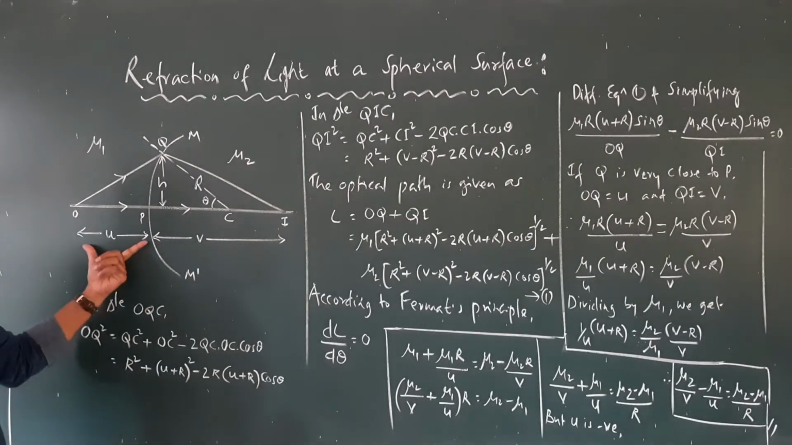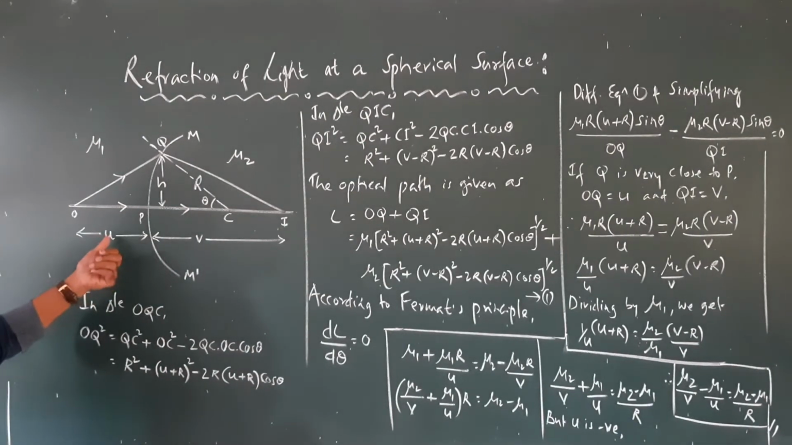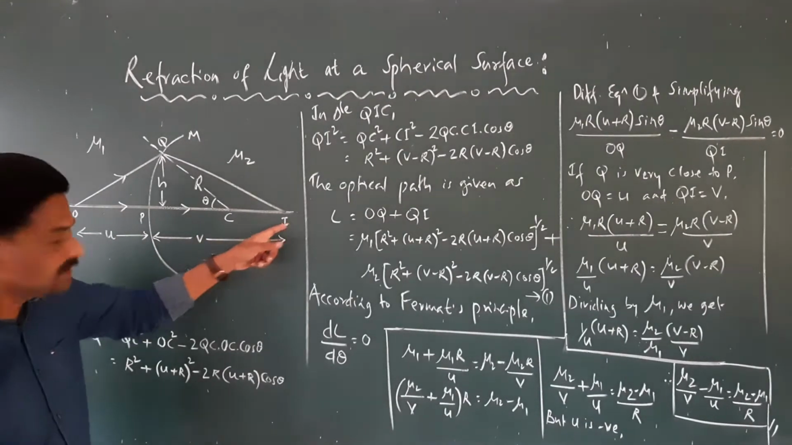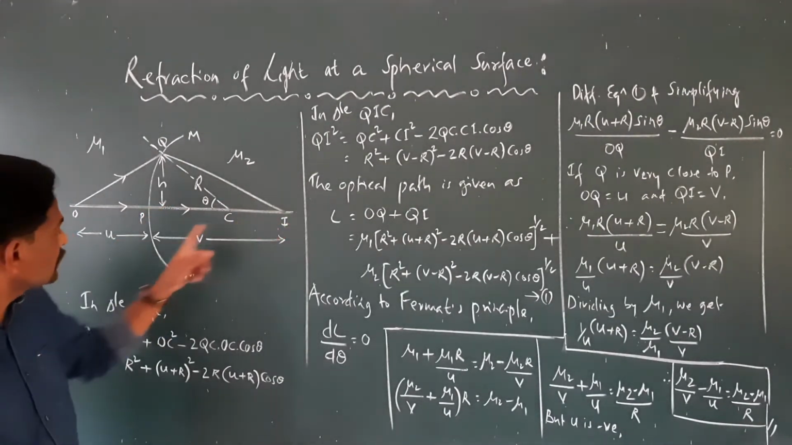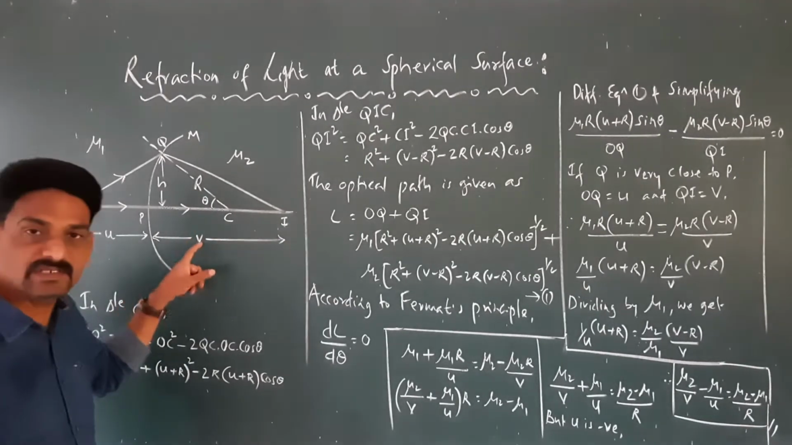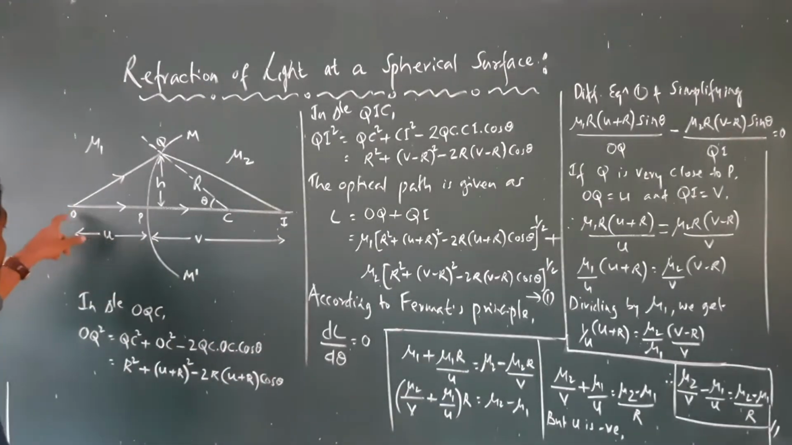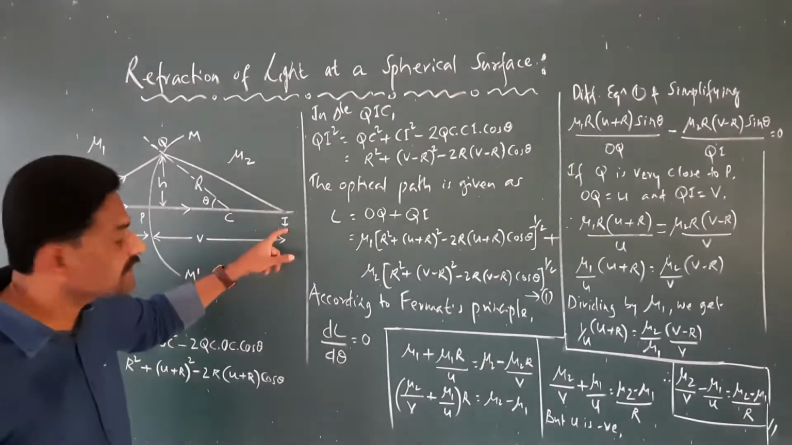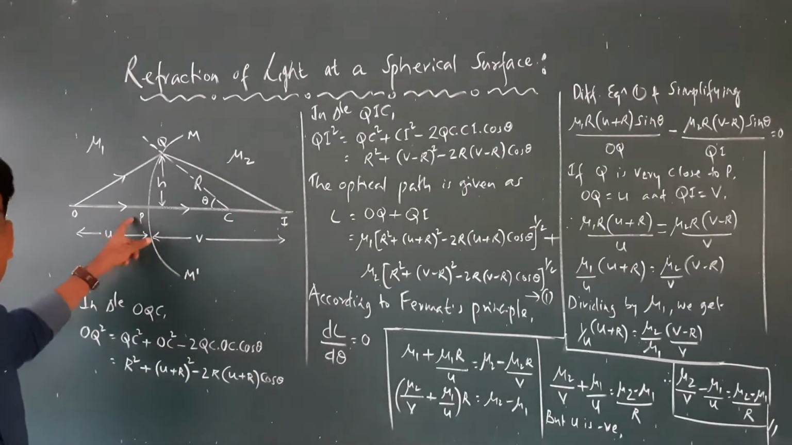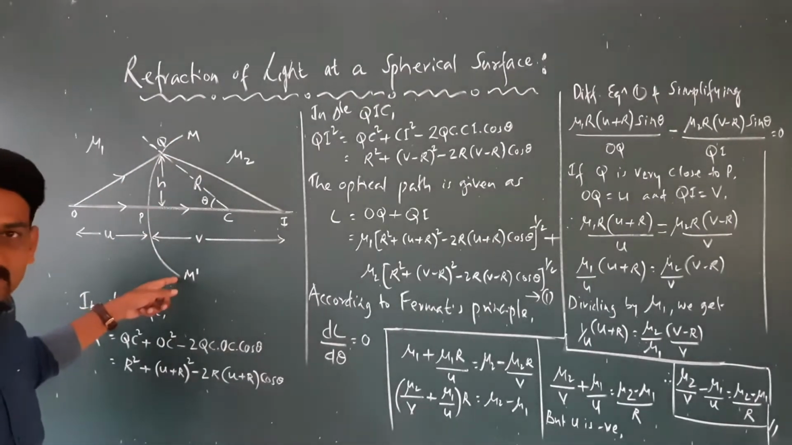Therefore, the distance from P to O is taken as the object distance, known as U. The distance from P to I is V. V stands for image distance and U is the object distance. O stands for the object, I stands for the image, and P stands for the pole, which is the middle point of the spherical surface M dash.